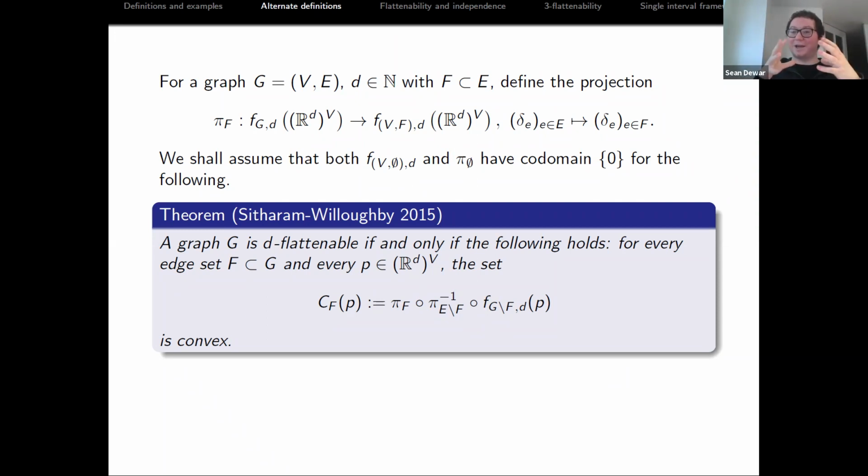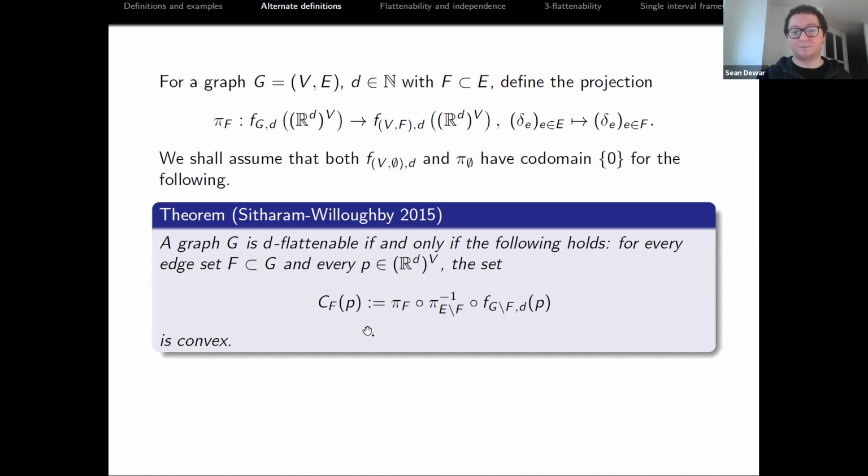So we've got our framework GP, we've deleted the edges F, and then we've seen what possible realizations, what possible edge lengths can we get for F. And then the last step of projecting down to F just gives us only the edge lengths F. That's what we're doing here.